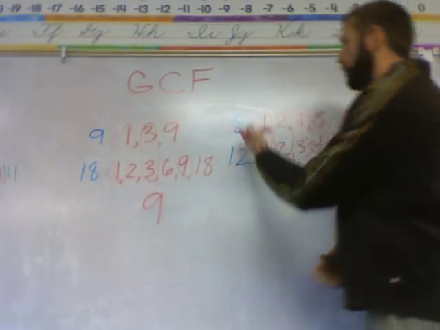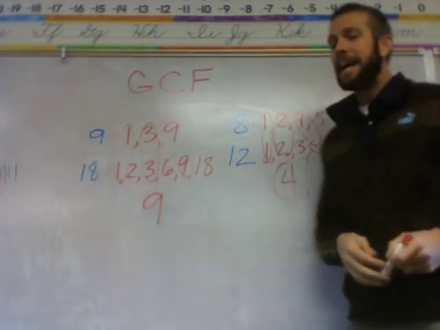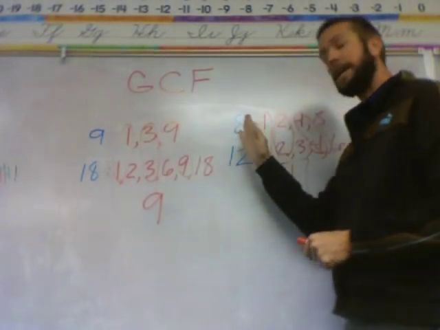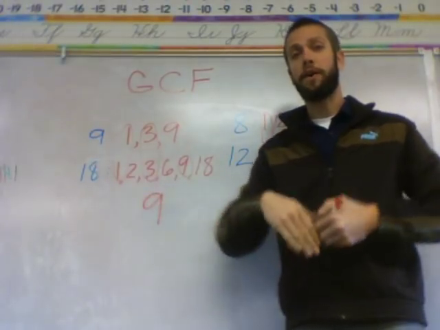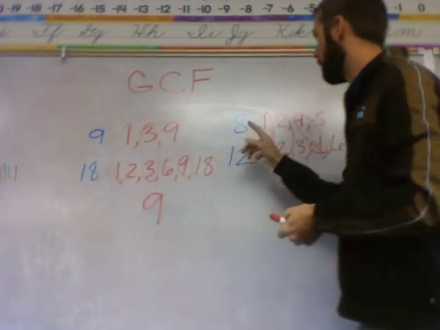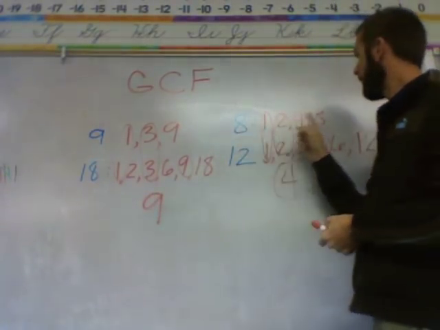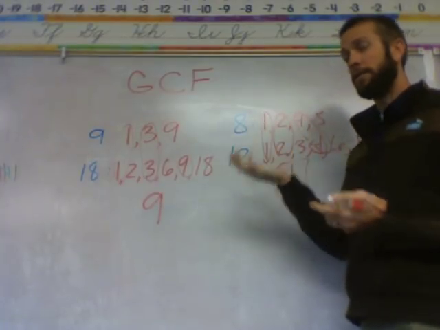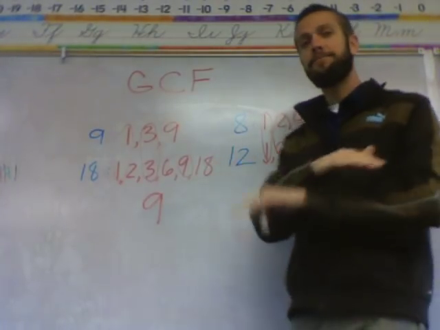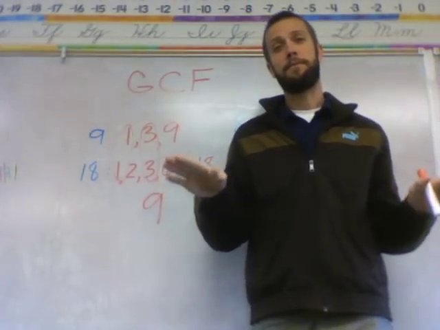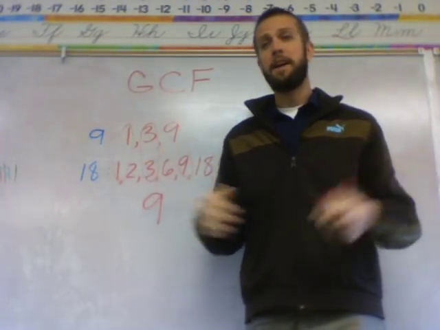Okay? And on this one, you can go, 8 goes into 12? 8 doesn't go into 12, but start working down from there because you want the greatest one. So what other factors are in 8? Go down. 4. Does 4 go into 12? Yes. That's the greatest common factor. You can stop right there.